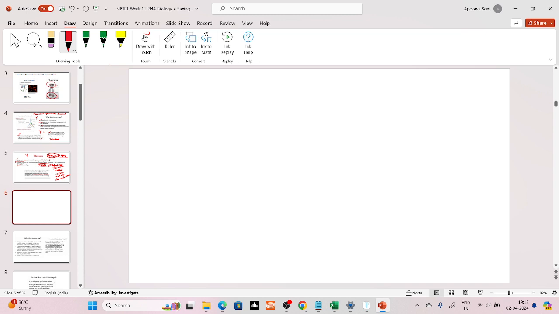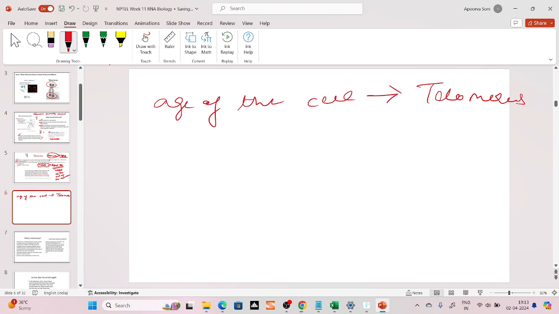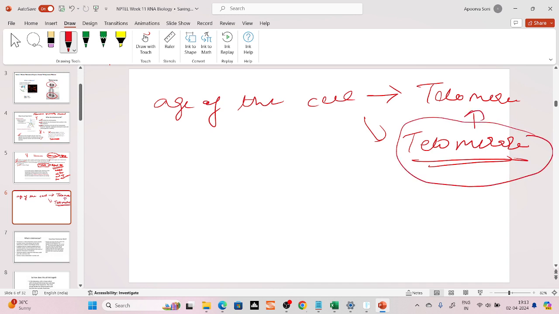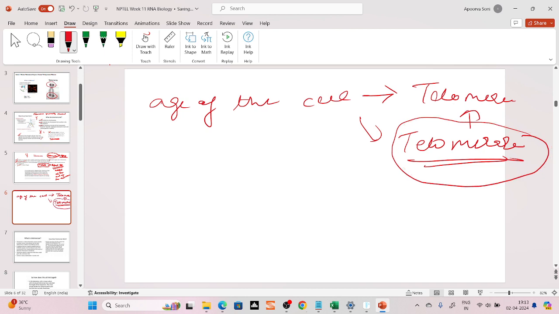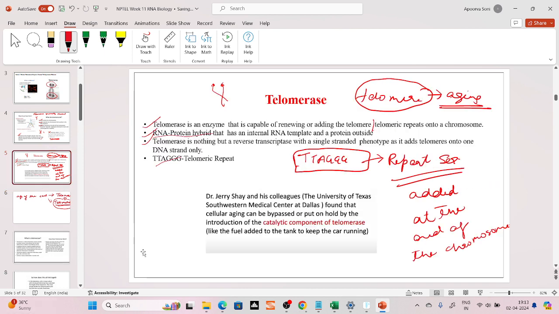Always remember, the age of the cell is related to telomeres, and in a way it is related to telomerase, because telomerase will synthesize telomeres. So if you have telomerase externally added into a cell, then this telomerase can synthesize telomeres, and then the aging can be reduced. So that is what this group has shown, that cellular aging can be bypassed or put on hold by introduction of the catalytic component of the telomerase.